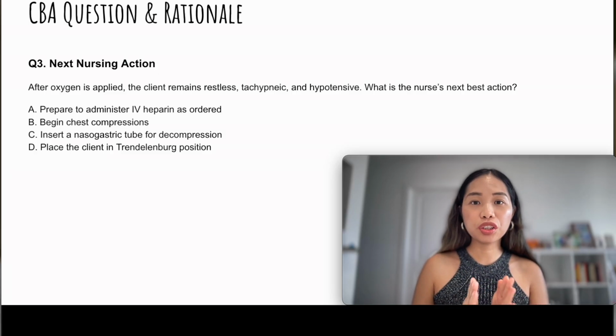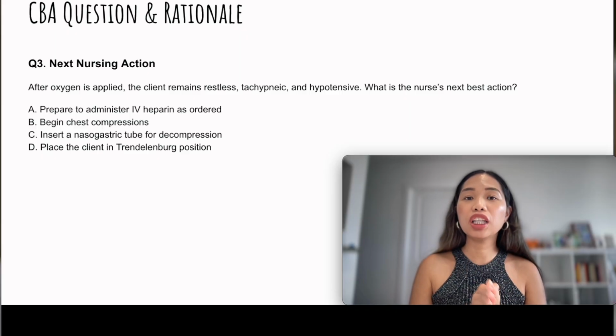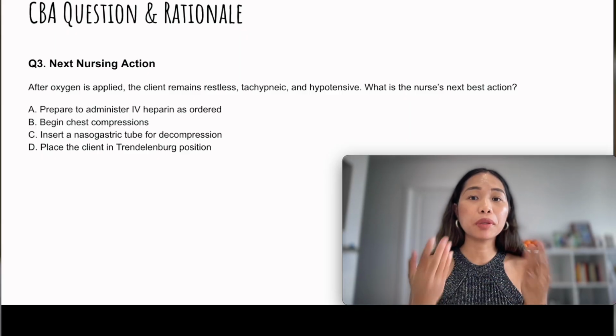The next thing you need to do, because the patient is stabilized, the patient has oxygen already, you need to address the cause. What is happening to the patient? The patient is having pulmonary embolism.